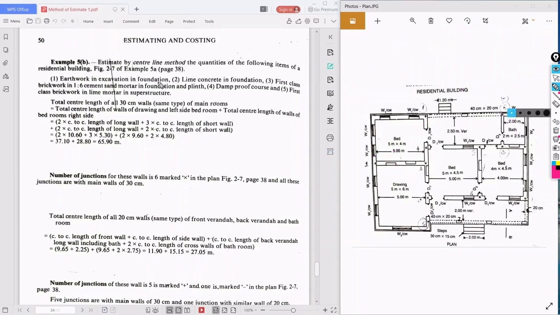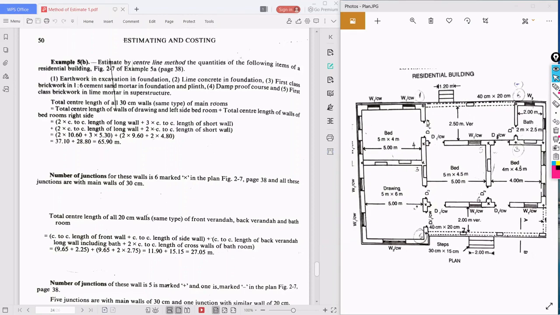First we will see the example. Estimate by the center line method the quantities of the following items of a residential building. They have asked for earthwork in excavation, lime concrete, first class brickwork, damp proof course, and first class brickwork in lime mortar. In the center line method, what is the first step? We need to calculate the total center line length of the 30 centimeter wall. All the 30 centimeter walls we need to calculate.